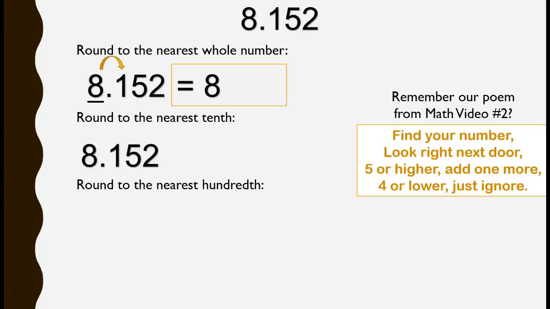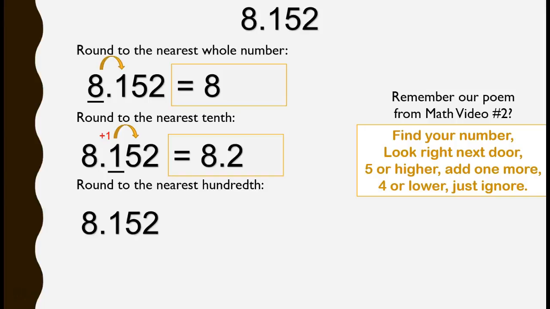Okay, next one. Round to the nearest tenth. Which digit is in the tenths place? Find your number, look right next door, 5 or higher, add one more, 4 or lower, just ignore. Okay, we're going to add 1 to the 1, change the rest to zeros, 8.2, or just get rid of those zeros. There you go, 8 2/10.